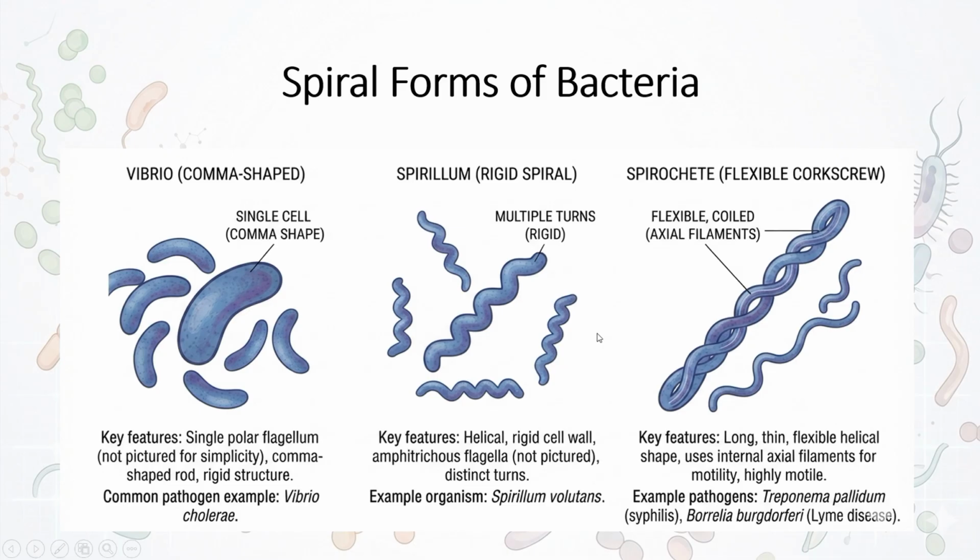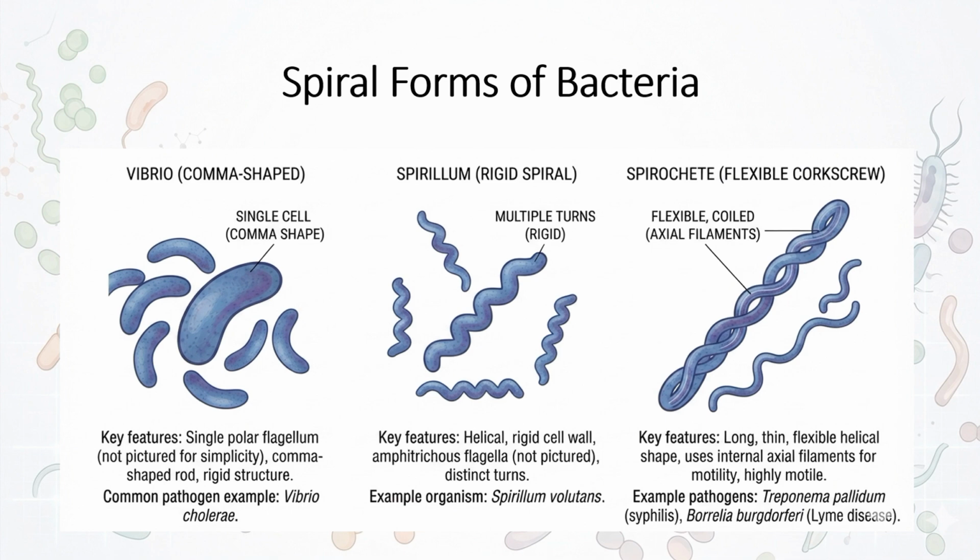One is vibrio, which is comma shaped. Another one is spirillum, which is rigid and spiral. And then we can see spirochete, which is flexible and corkscrew like. See, all look similar, but they are structurally different.